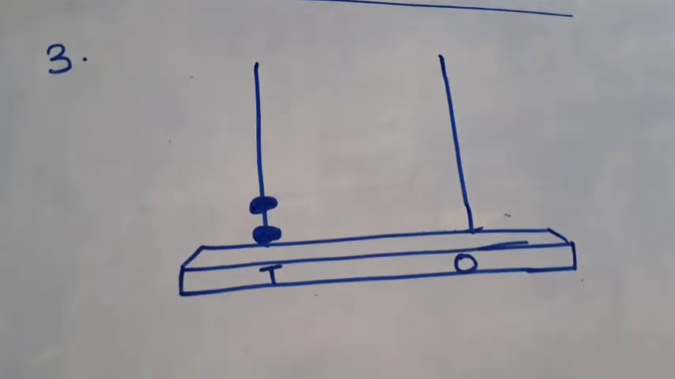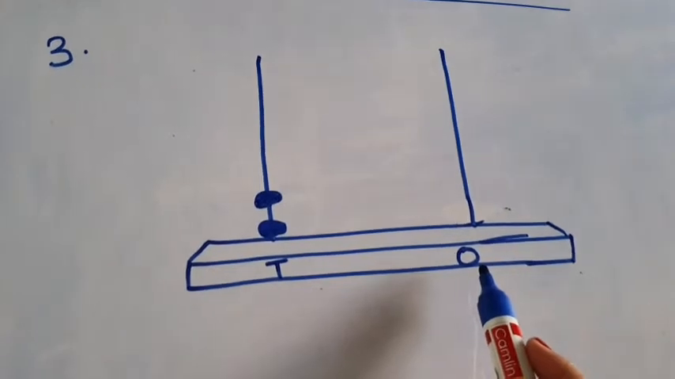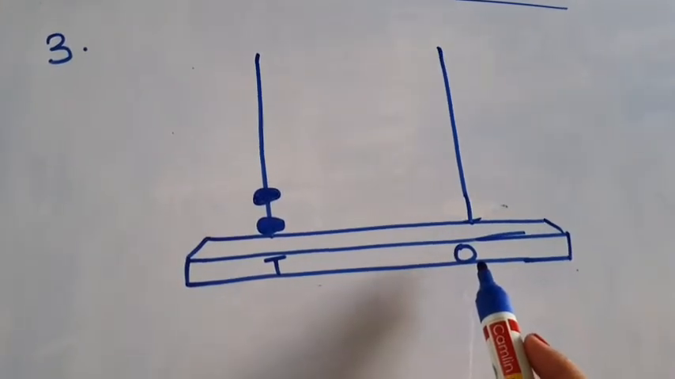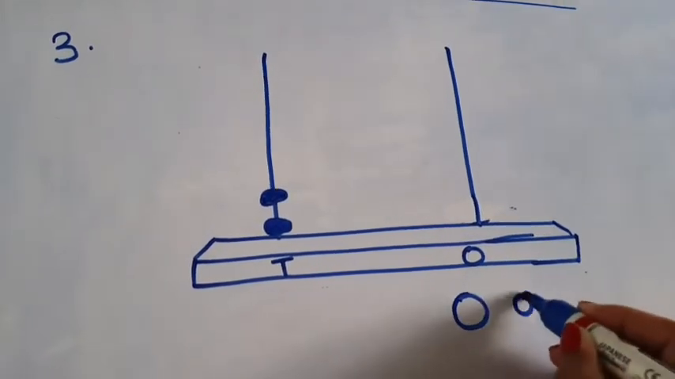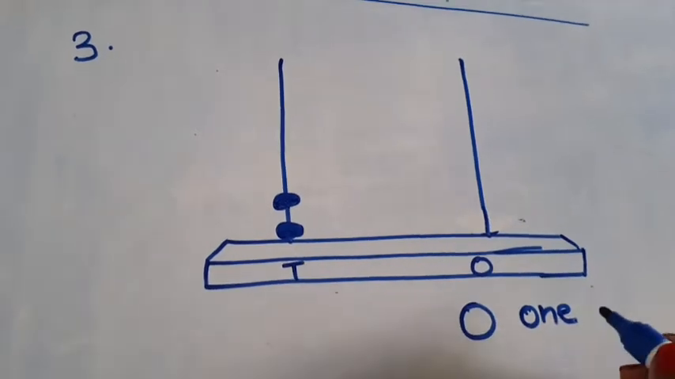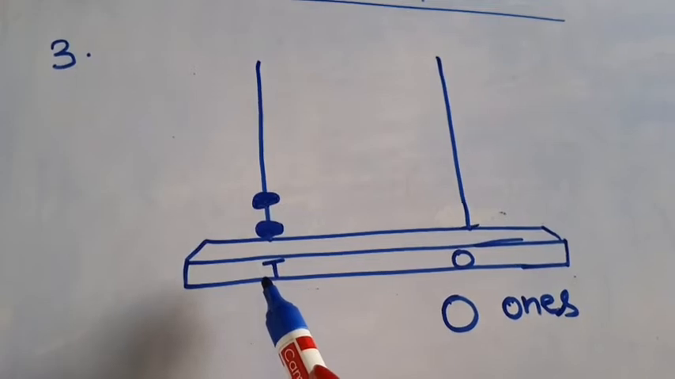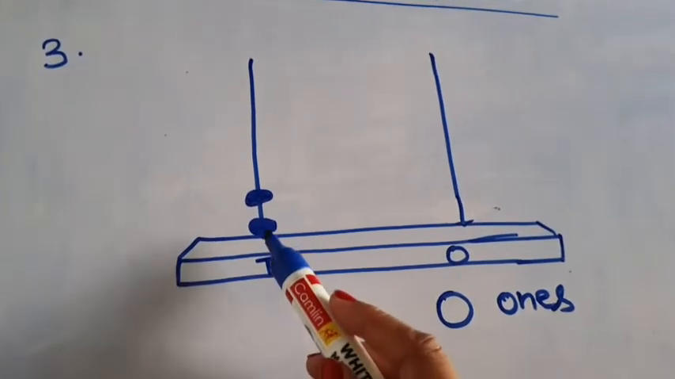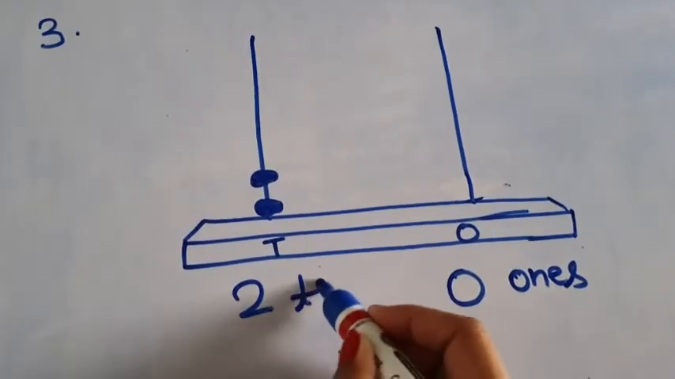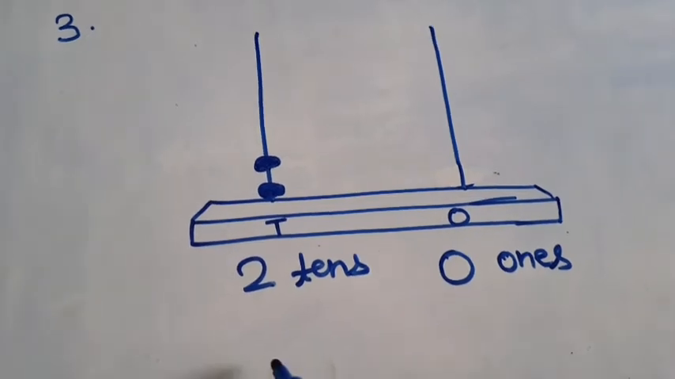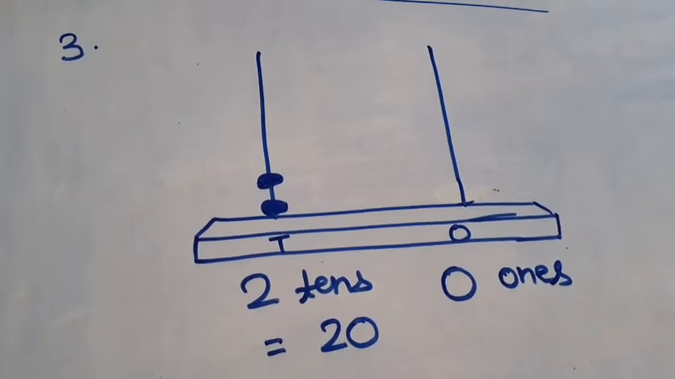See the abacus clearly. In the ones column, or the ones vertical rod, no bead is there. So we will write 0 ones. Now see the tens vertical rod. You can see there are 2 beads. So write down 2 tens. So we are getting the number 2, 0, 20.